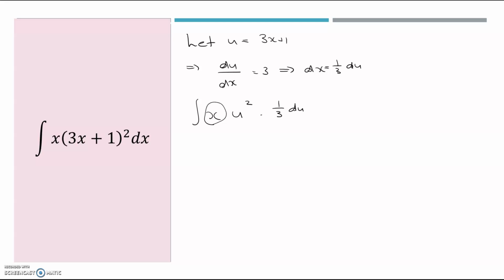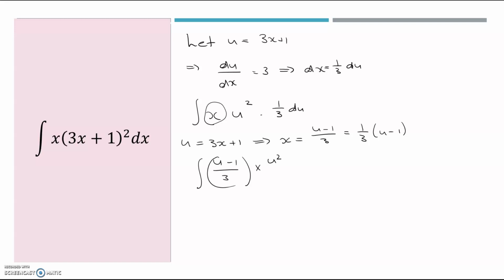But what if we rearrange u equals 3x plus 1? Because we can extract x from that. Okay, now what we can do is instead of x, we can write a third of u minus 1. So the whole integral becomes u minus 1 over 3, that's our x, times u squared over the 3 from the derivative there. Now everything's in terms of u, it all matches up.